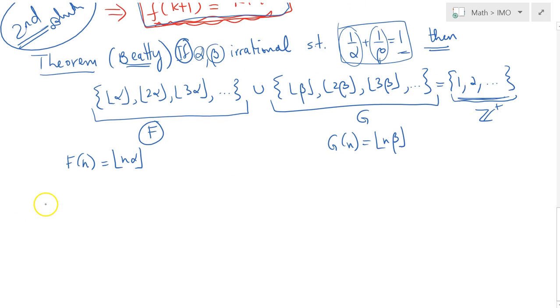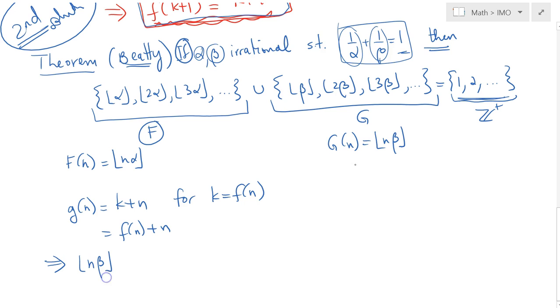So we have observed, if you look at our first proof, that G of n is simply equal to k plus n when k is equal to f of n, right? If I replace k with f of n, I'll have f of n plus n. But this simply translates as the following. So this implies that floor of n beta, if we write it in terms of our sequence, is equal to floor of n alpha plus n, where n is a positive integer, which means it can go inside the floor: n times alpha plus 1, or n alpha plus n.